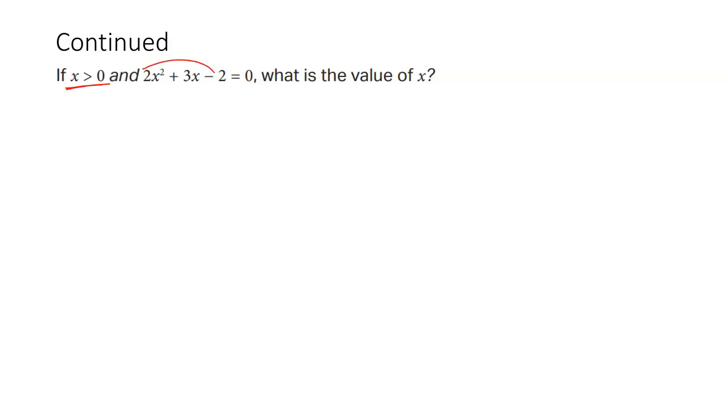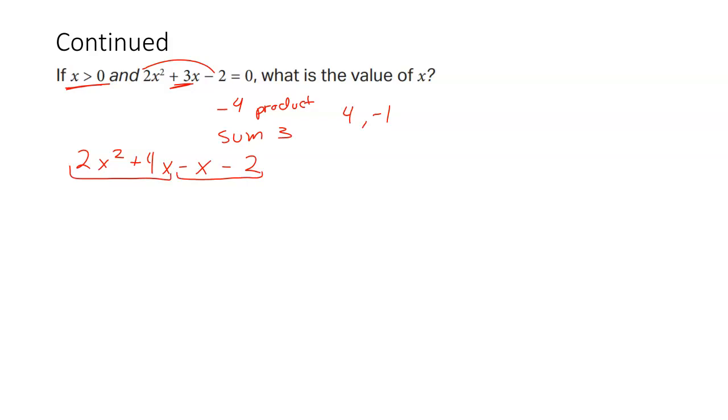So we need to multiply 2 and negative 2. We get negative 4. We need to figure out what gives me a product of negative 4, but a sum of 3. What can I multiply to get negative 4, but add to get 3? Other way around. 4 and negative 1. So we're going to now split our middle term so that we can factor by grouping. Plus 4x minus x minus 2. And then we're going to factor by grouping.